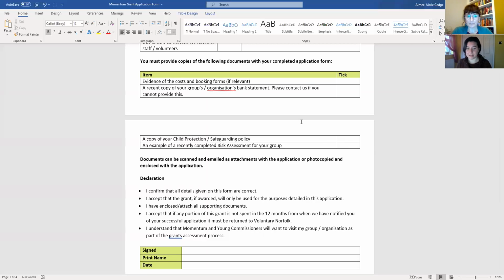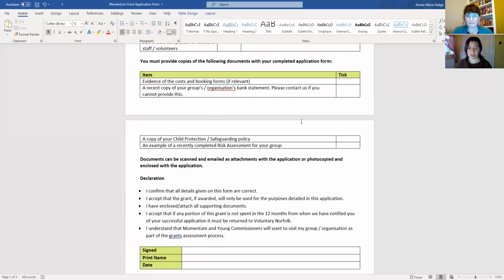So particularly with things like equipment grants, you might take loads of screenshots from the Argos website of the things that you want to buy for your group, and then when you actually go to order them, some of the stuff is out. You might want to change and get something that's a similar item, but it might be a slightly different cost, and we do understand that.